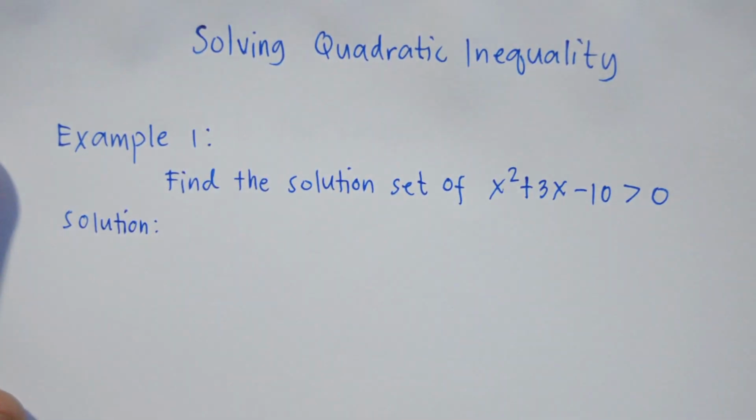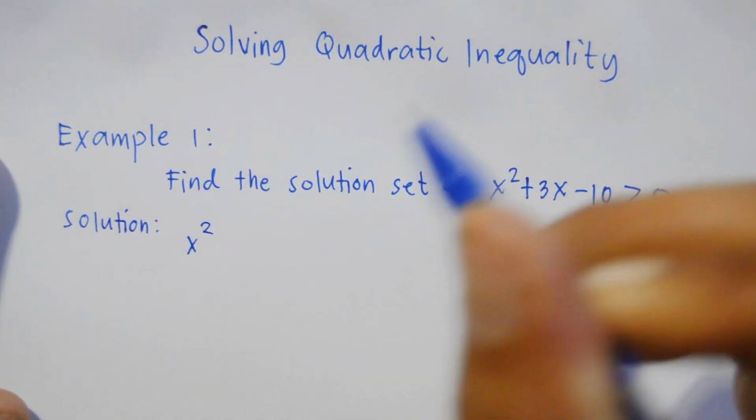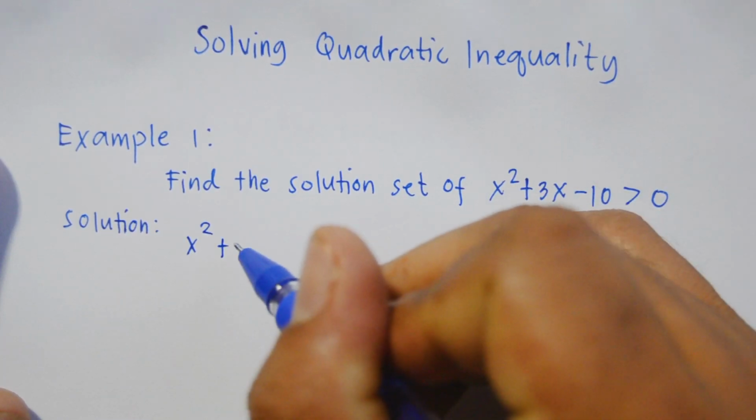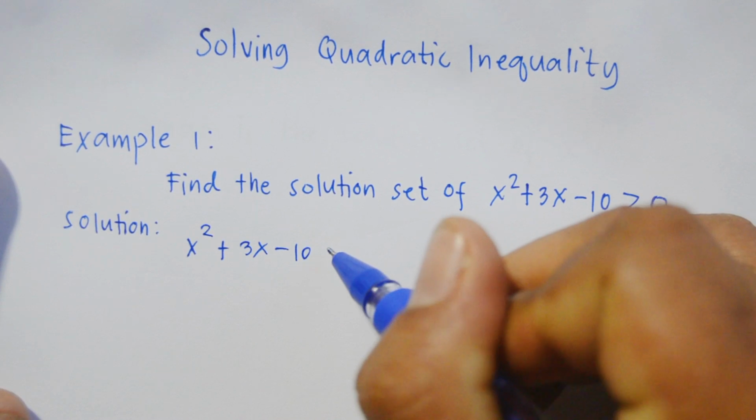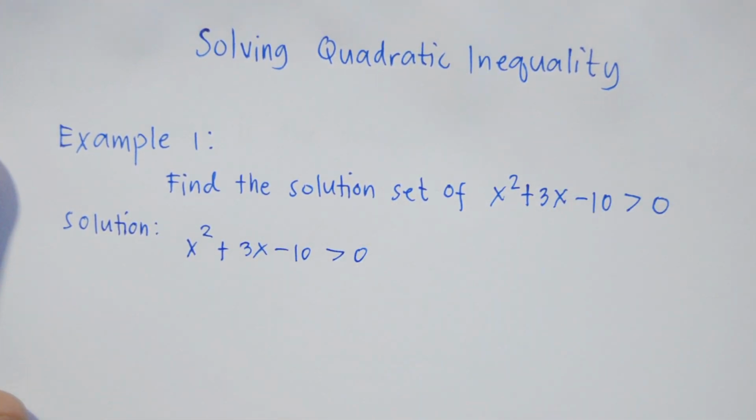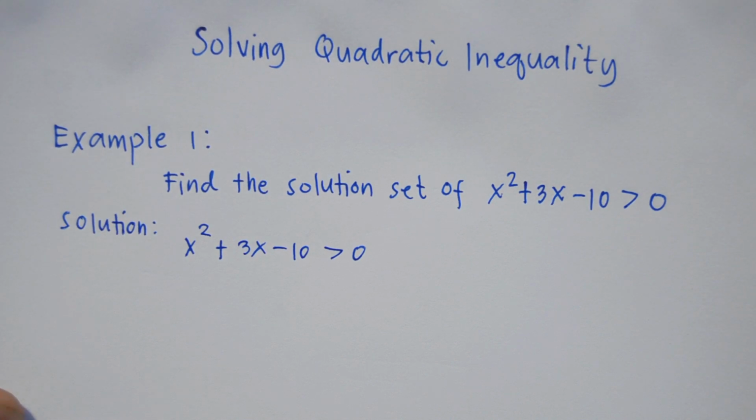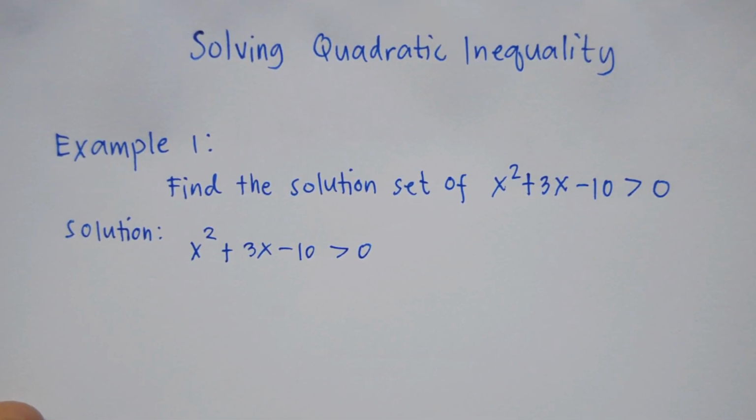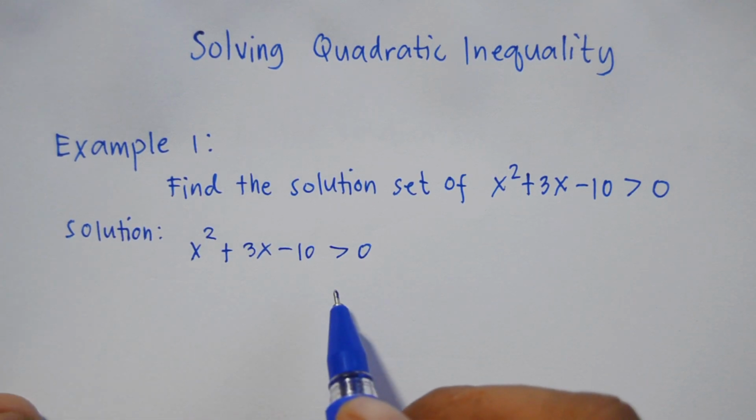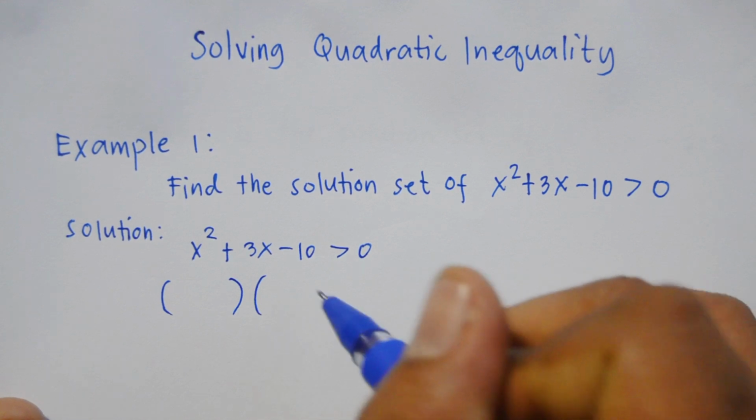Okay, write the quadratic inequality: x squared plus 3x minus 10 greater than 0. Then if the quadratic inequality is factorable, we are going to factor. Since this quadratic inequality is factorable, we are going to factor it.